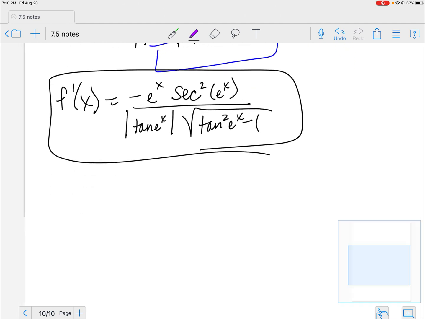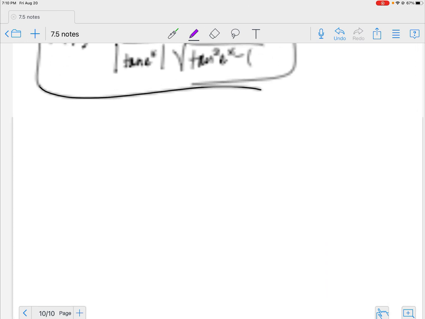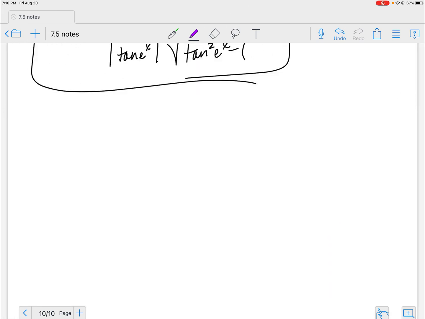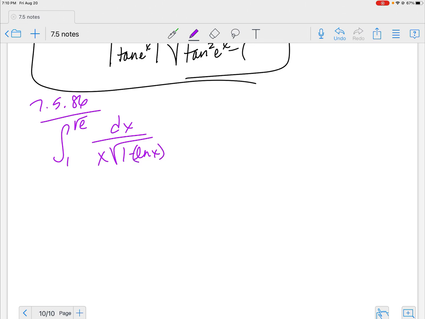Okay. One more. We got time for one more. Because I want to do another integration, something that you look at and you go, what? So we can do it together. So hopefully you're more comfortable doing it on your own. The integral from 1 to the square root of e of dx over x times the square root of 1 minus the natural log of x squared.